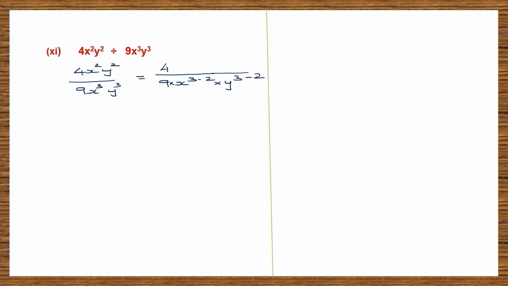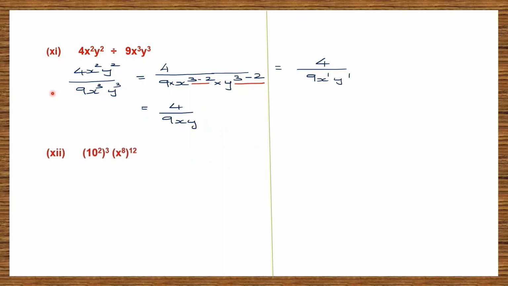Now we have to work this out. So 4 will remain the same and 9 is there also in the denominator. Now let's look at x. X raised to the power of, now 3 minus 2 is 1, isn't it? So x raised to the power of 1, and y again 3 minus 2 is 1. So y raised to the power of 1. So our final answer here is 4 by 9xy. So this is our answer, 4 by 9xy.